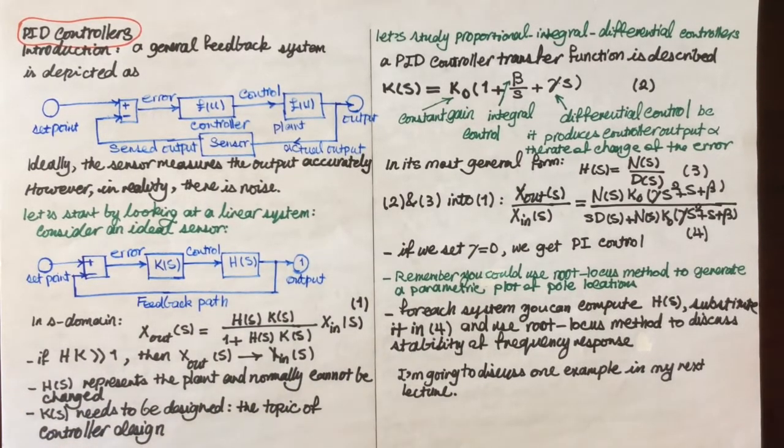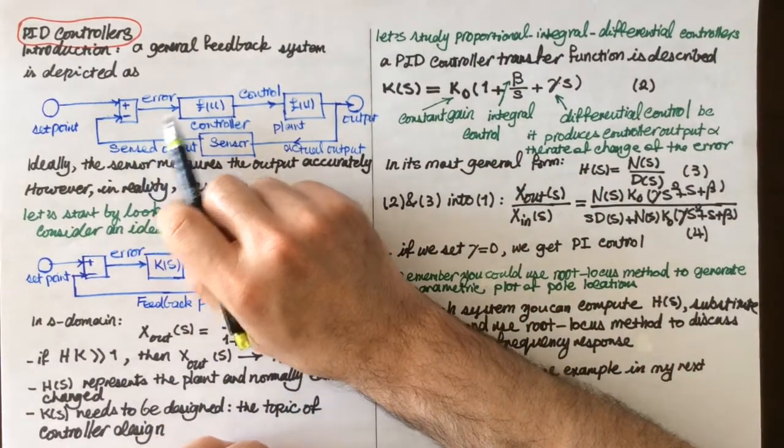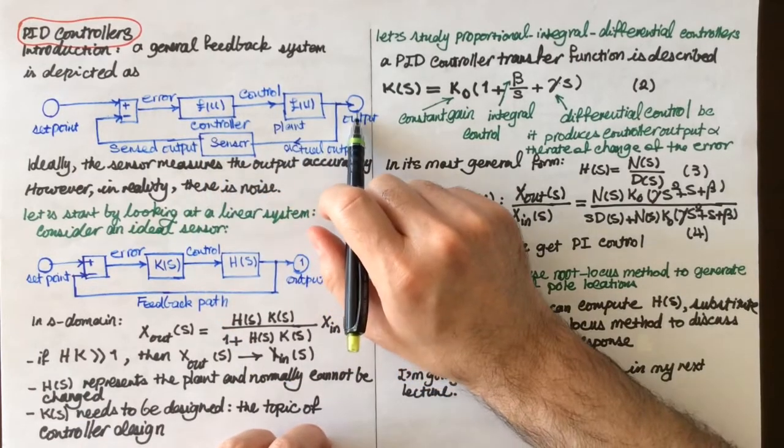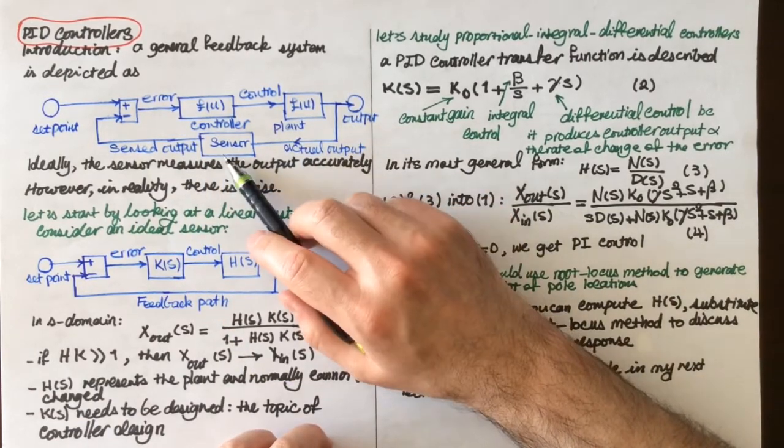If we were to depict a general feedback system, this is how we would do it. You have an input, and then we have a controller, a plant, and an output. And we have a sensor.